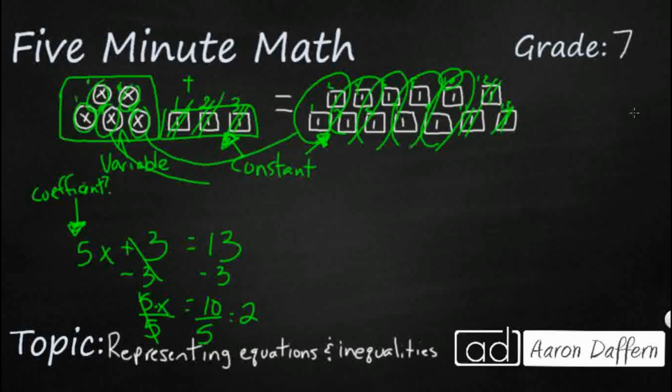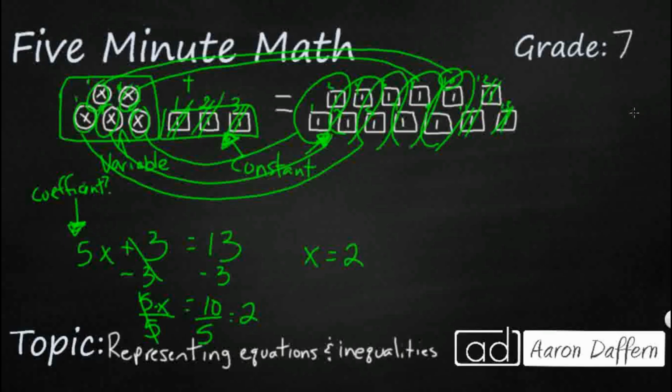So I've got a group of 2, a group of 2, a group of 2, a group of 2, and then a group of 2. So x equals 2 because each of these x's over on the left correlate to a group of 2 ones over on the right. And so we can simply say x equals 2, and that is how we can solve equations and inequalities with visual representations.